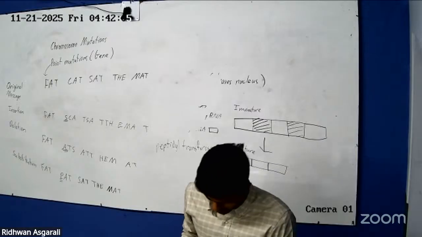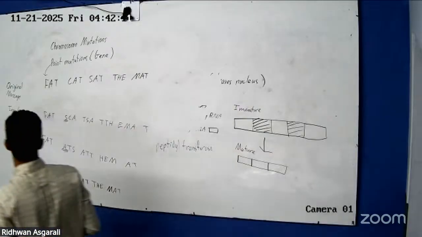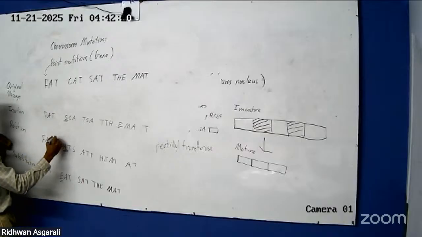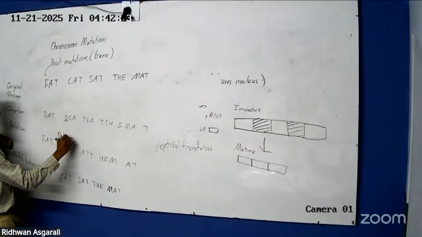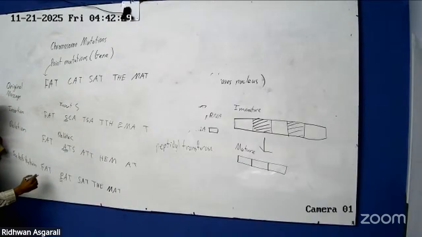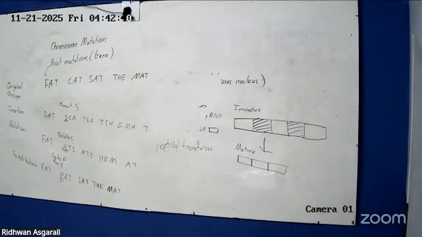What else do we have? Duplication. We'll go through the rest next class. There are two more, but for now you can take a picture or write this down quickly. We continue with mutations in the next class, and then jump into cell division.